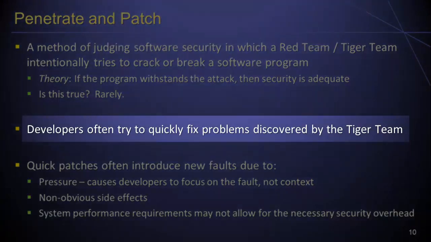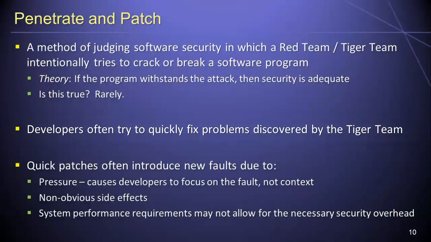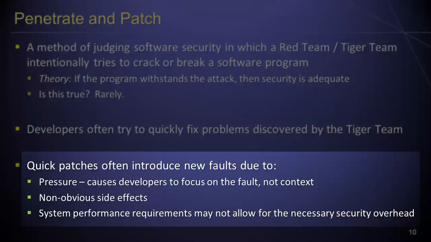One of the reasons for the failure of the penetrate and patch approach is that the developers of a software program will often try to quickly fix the problems that have been discovered by the tiger team. Put simply, applying quick patches to program flaws often causes new faults to emerge. This is commonly due to pressure or stress that is placed on developers due to the discovery of a flaw. When a flaw is detected, software developers often feel pressure to focus on the fault itself rather than the broader context in which the fault appears.